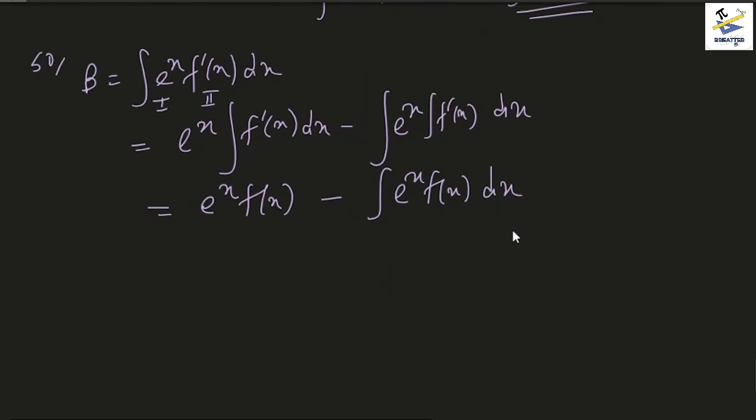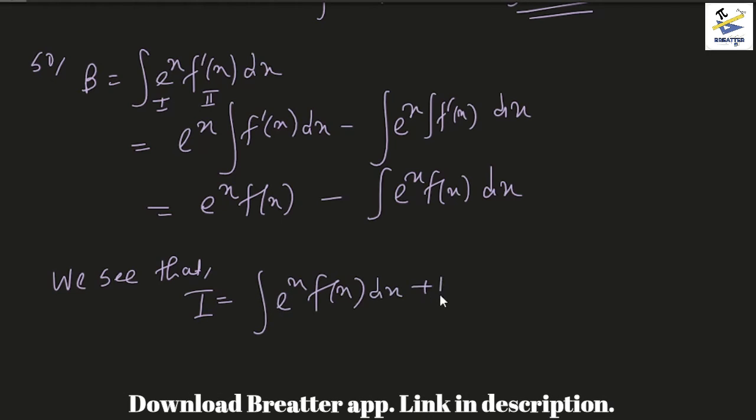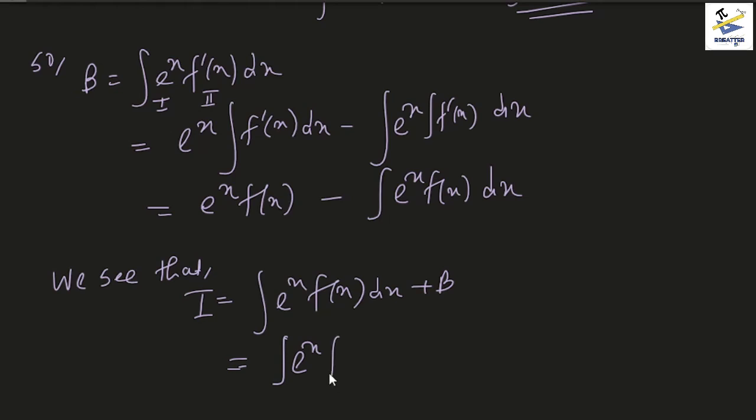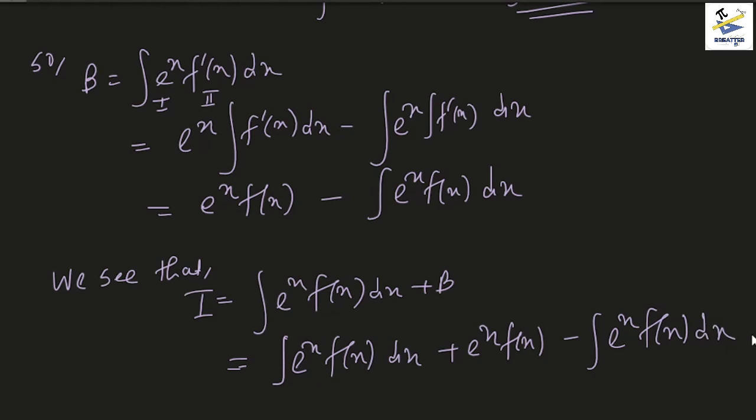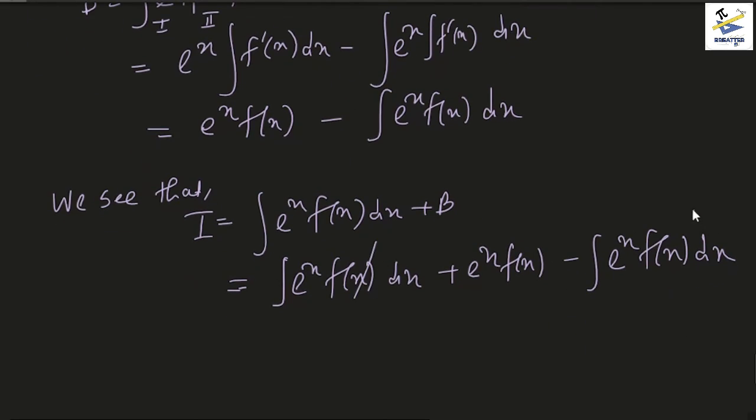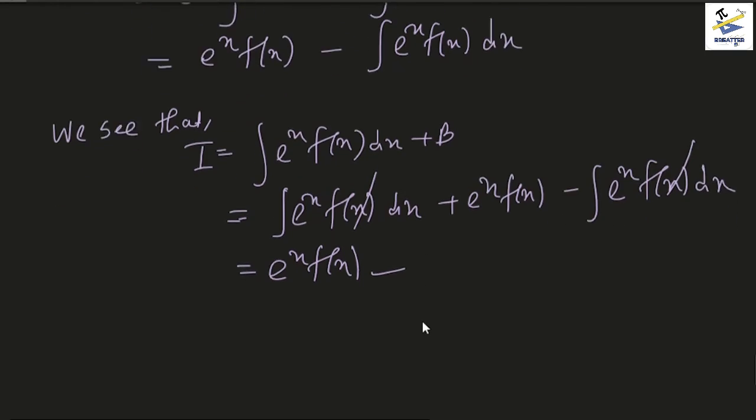So if we put the value of b there, we see that I is equals to integral of e to the power x f of x dx plus b, where b is our desired integral which we have just evaluated using integration by parts, and which becomes e to the power x into f of x dx plus e to the power x into f of x minus integral of e to the power x into f of x dx. And as you can see, these two integrals cut off because they are exactly the same thing. So the answer is just e to the power x into f of x, which is the answer for the integral.